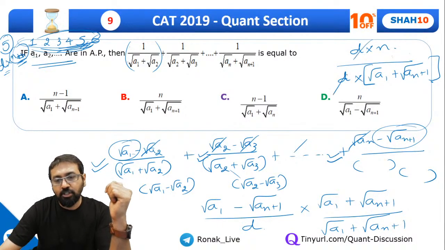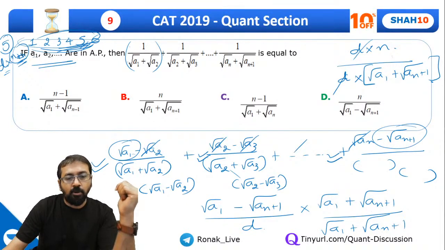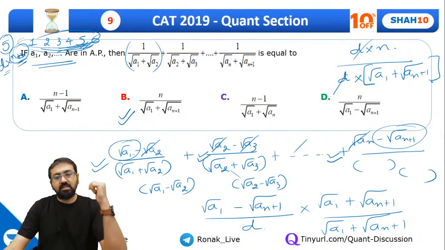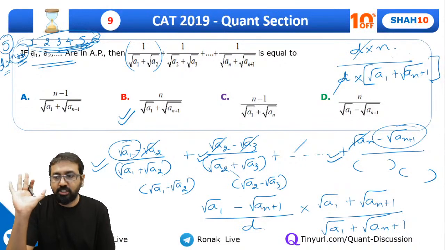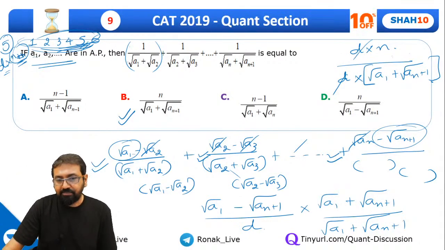d will get cancelled off and you will get n upon under root of a1 plus under root of a(n+1). That is nothing but option B. This is the correct answer, right? This is the normal approach. Have you all understood this? Now let's look at the shortcut.